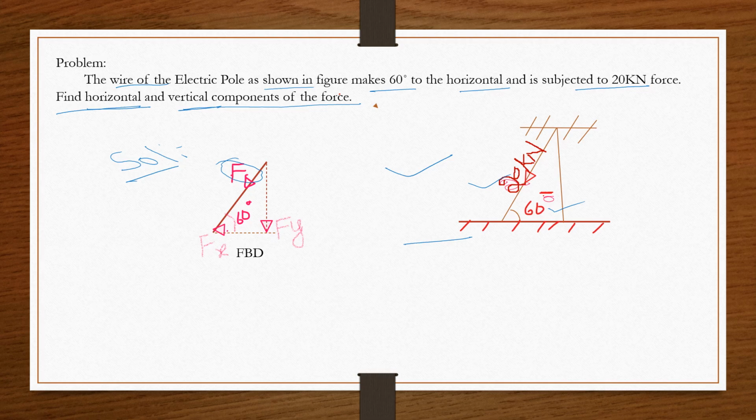The horizontal component, along the horizontal axis, can be denoted by Fx, and the vertical component is along the y-axis and can be denoted by Fy. So in this question we have to find this horizontal component and vertical component, Fx and Fy. Fx is along the horizontal direction and Fy along the vertical direction. These two are the components of the force F.